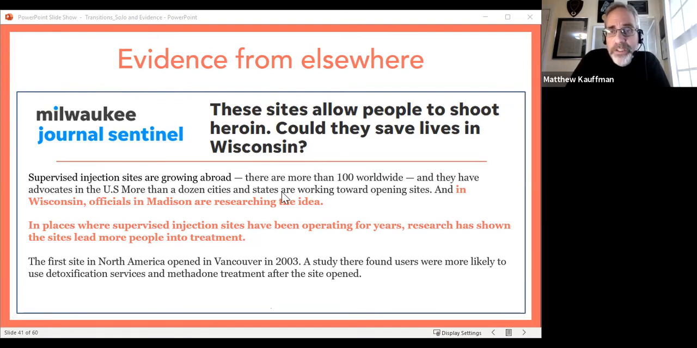So with the solutions focus, you'd say, let me find other places that have tried this and how it worked out there. You can see here that in places where supervised injection sites have been operating for years, research has shown the sites lead more people into treatment. You might want to get a little more specific about that, but it's there. And you'd also want to ask, are there limitations? Is the place really comparable? You'd want to be open about it: while it worked in Vancouver, the situation is slightly different in Milwaukee because the laws are different, something like that. You want to explain the limitations, but offering evidence from elsewhere can be really strong evidence in support of a solution story.